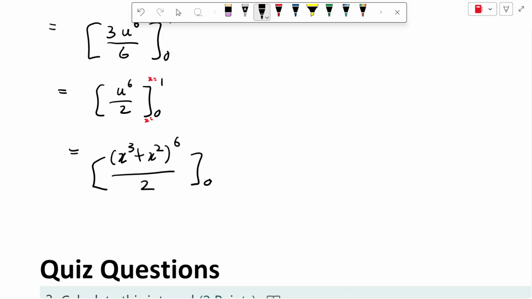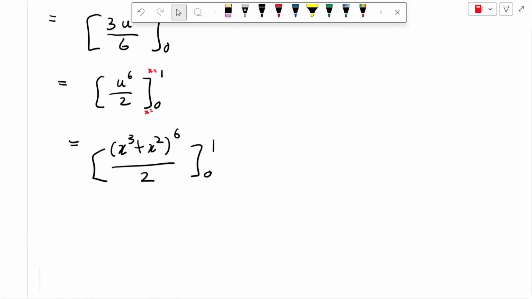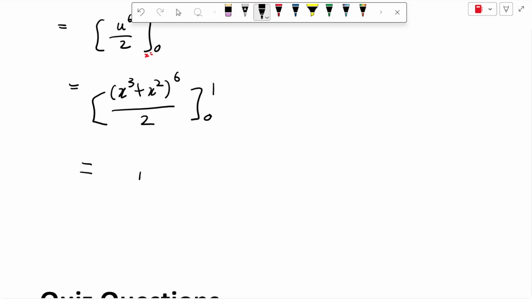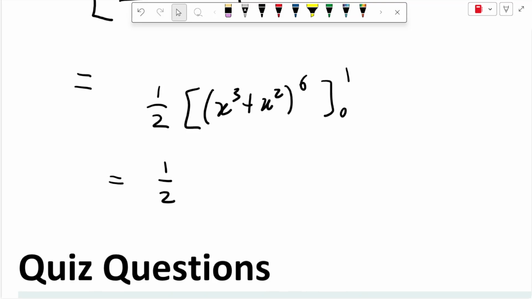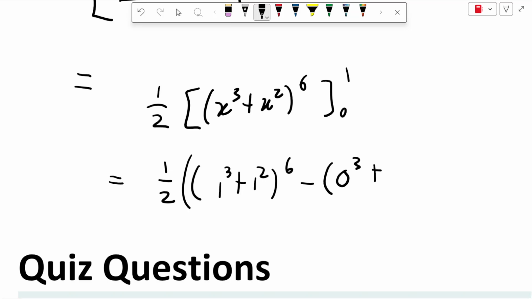We've got to integrate that from 0 to 1. And now we can work with this. I'll show you a little trick. You can actually pull the half out the front of the integral. And then we've got x cubed plus x squared to the power of 6 from 0 to 1. And then we'd have to deal with the pesky half hanging around the whole time. Okay, first one is 1 cubed plus 1 squared to the power of 6. And then it's 0 cubed plus 0 squared to the power of 6.